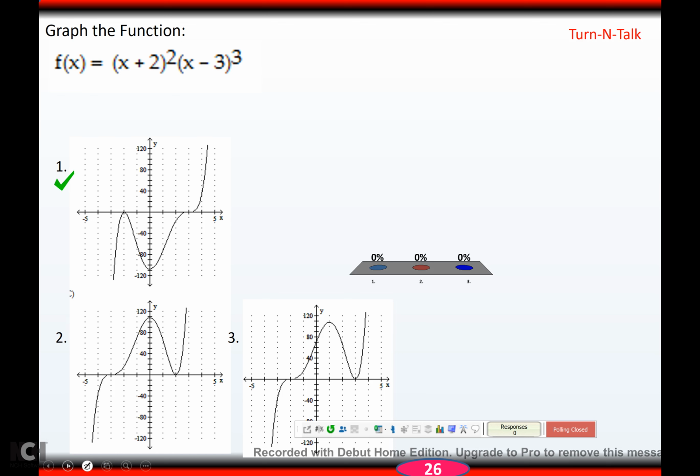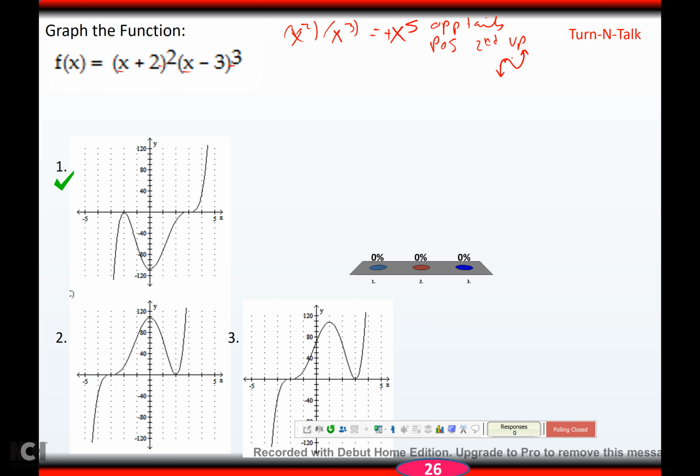And I hope you got number 1. If you did not, let's look at y. I'm going to have an x squared times an x cubed, which is going to give me a positive x to the 5th, which means opposite tails. And since it's positive, that means second tail is up. So it's got to do this. Some wiggle in the middle. Okay?